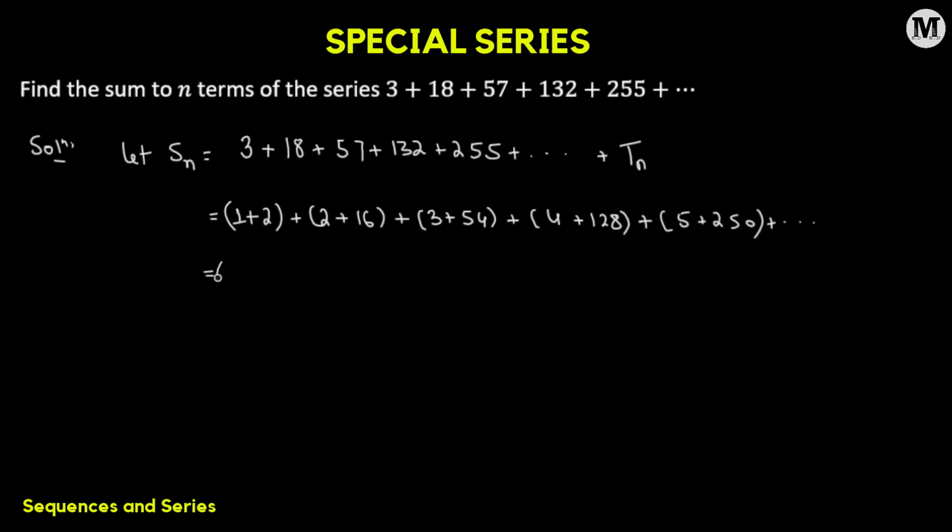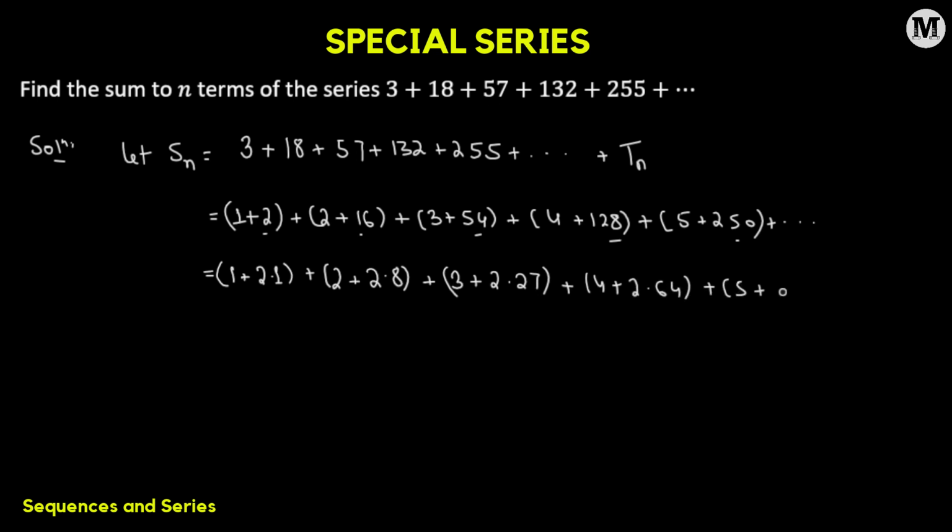Next, we'll again rewrite the second part of each of the terms. So here we have 1 added to 2, now 2 can be expressed as 2 times 1. Then 2 plus 16, but 16 we can write as a factor of 2, as 2 multiplied by 8. Added to that, we have 3 plus 2 multiplied by 27. Then we have 4 added to 2 times 64, added to 5 added to 2 times 125. Okay, then we have the rest of the terms.